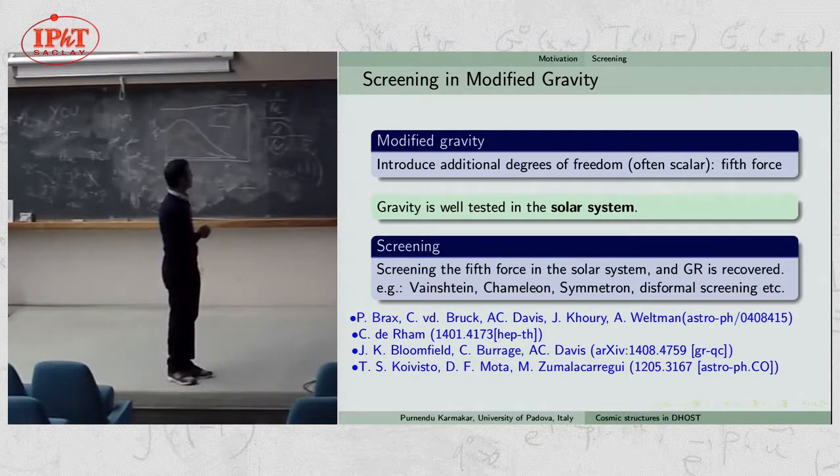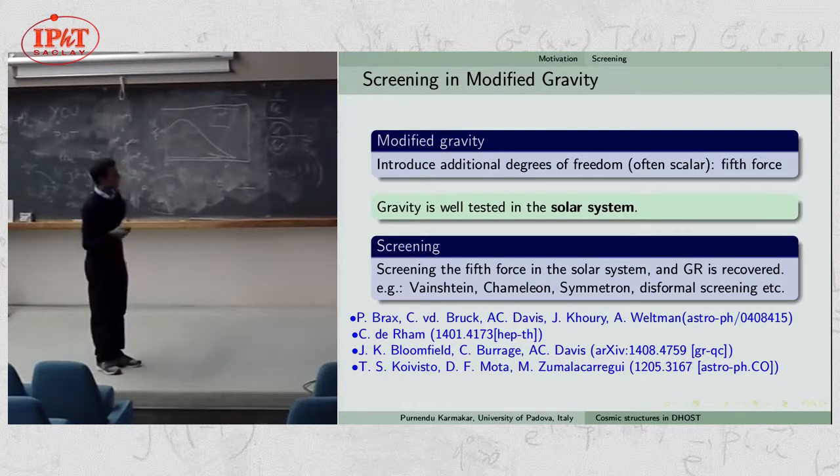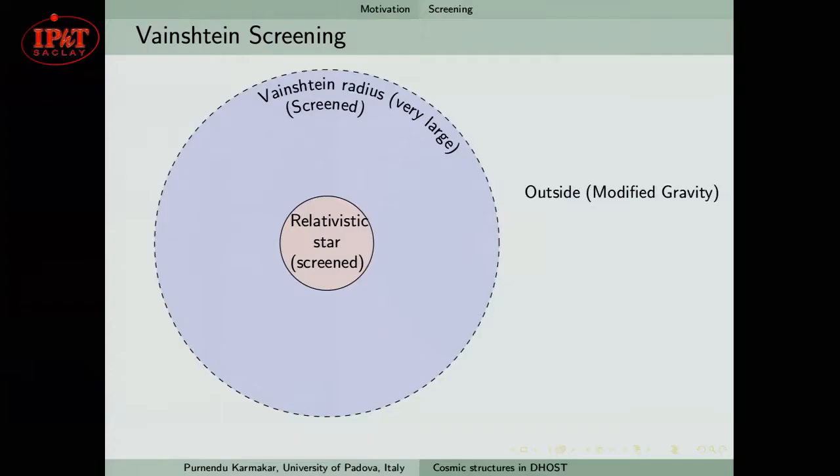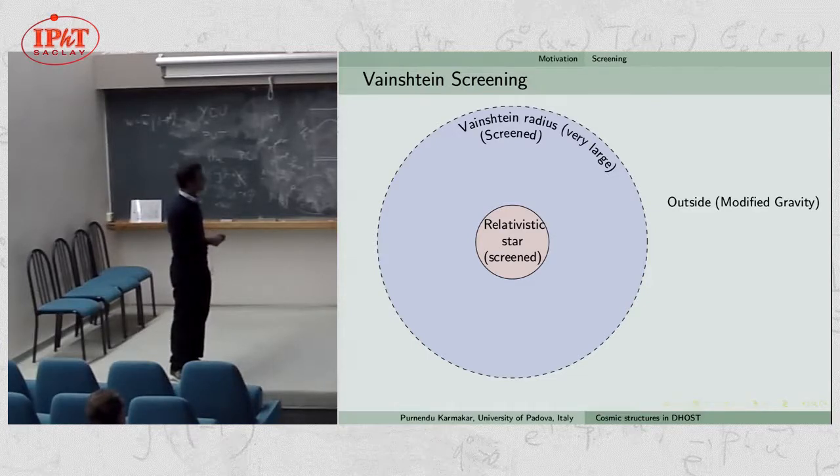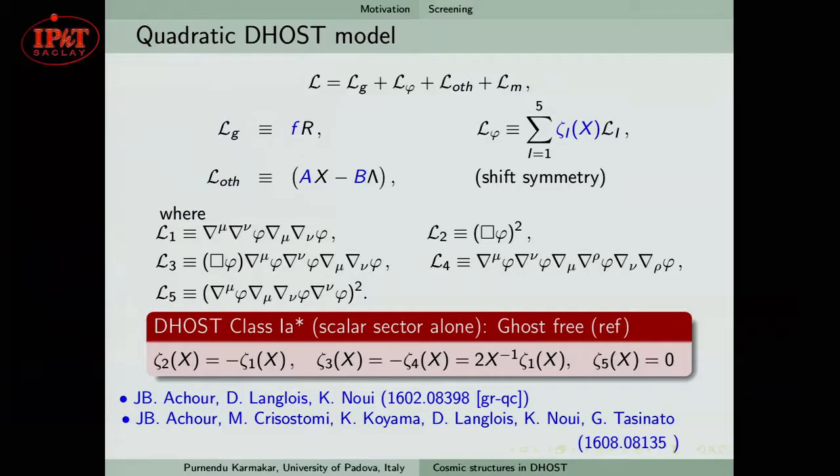Today I will be focusing on only the Vainshtein screening mechanism, particularly on a recent model, degenerate higher order theory. When we talk about the Vainshtein screening mechanism, what we want is a very large Vainshtein radius. Within that, we want to recover GR. However, outside that, we will have modification of gravity, and particularly for a relativistic star or very massive object, it will be screened everywhere inside the object and also everywhere within the Vainshtein radius. So we expect that the theory should be screened everywhere inside this Vainshtein radius, including the object, and outside we will have modified gravity.